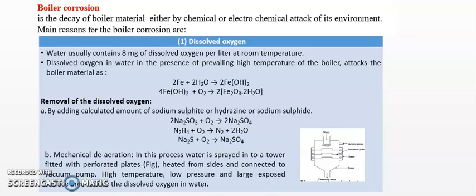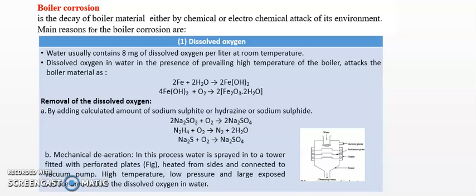Corrosion may occur in the feed water system as a result of low pH water and the presence of dissolved oxygen and carbon dioxide. Boiler corrosion is the decay of boiler material either by chemical or electrochemical attack of its environment. Main reasons for boiler corrosion are the presence of dissolved oxygen, dissolved carbon dioxide and mineral acid in boiler feed water.